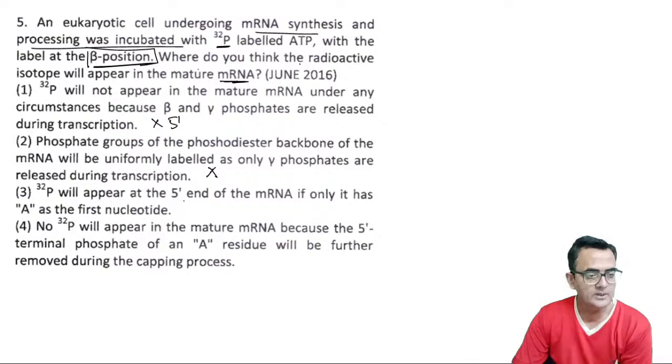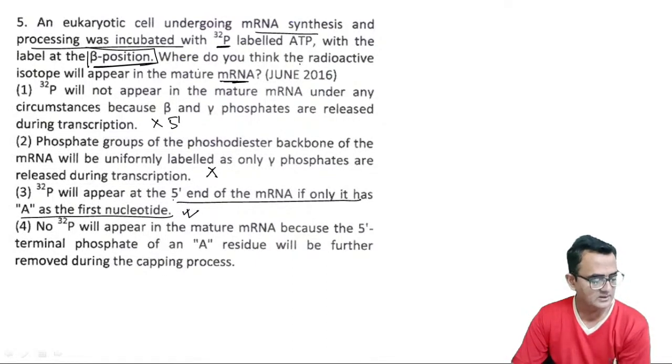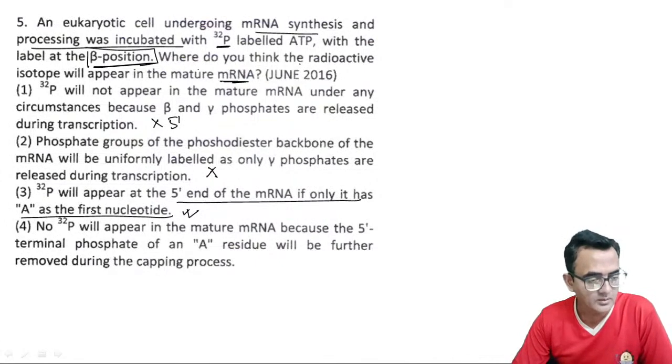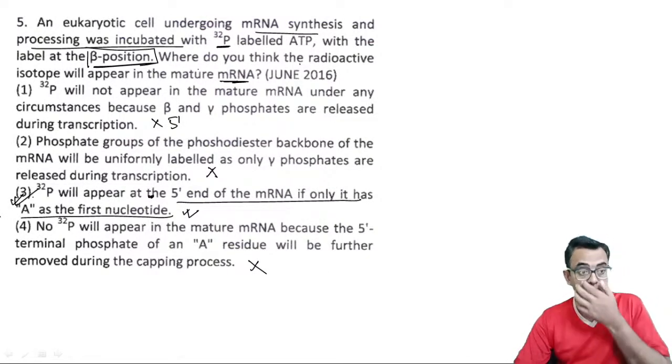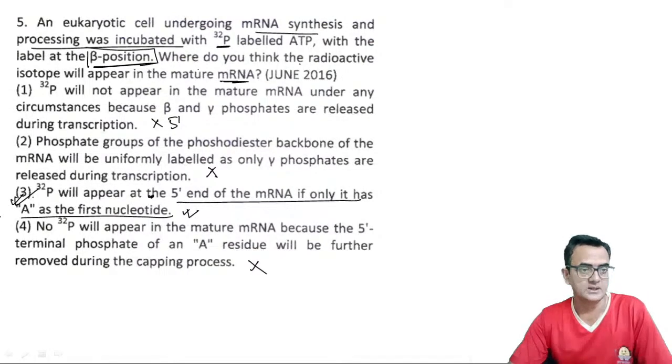P32 will appear at the 5' end of the mRNA only if it has A at its first nucleotide. This is correct, right? That is how the 5' capping occurs, we have seen. Then the last choice: no P32 will appear in the mature mRNA because the 5' terminal phosphate of the A residue will further be removed. No, this is also not correct. So the correct answer would be the third. The third number is the correct answer, right?